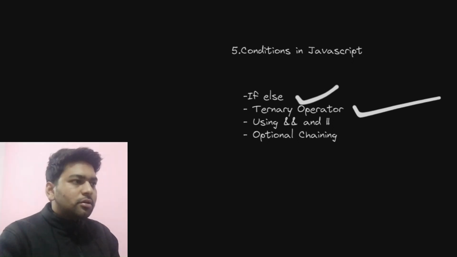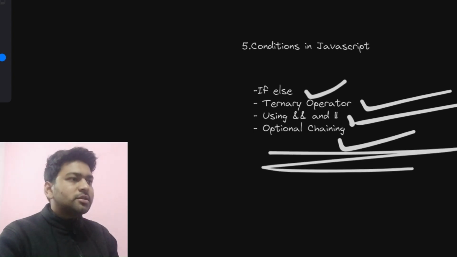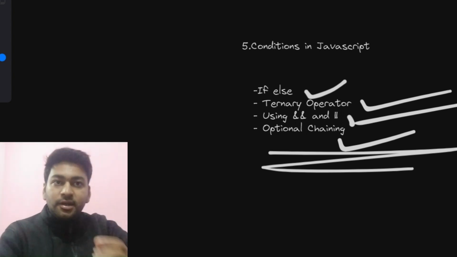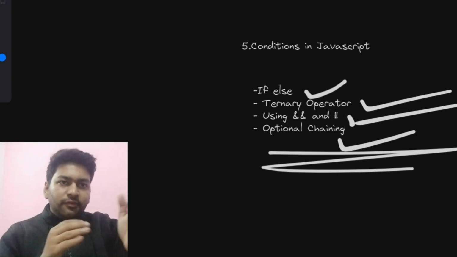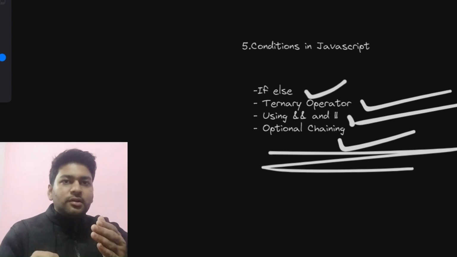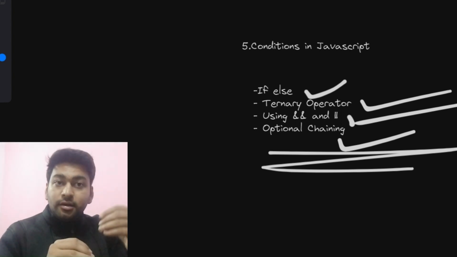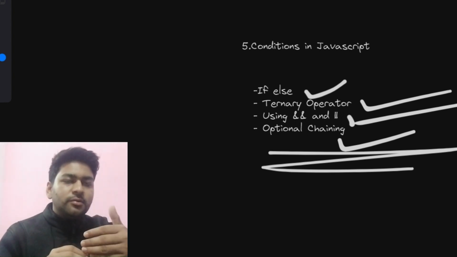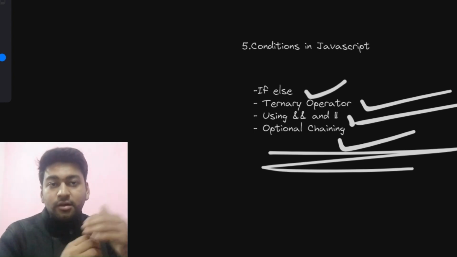You should know what a ternary operator is. You should also know optional chaining. So these are the important things. You should also know what double equals does and what triple equals does, like what is the difference between them. Double equals only checks that both the values are equal, and triple equals is much stricter than double equals because it also checks what kind of data type is there.